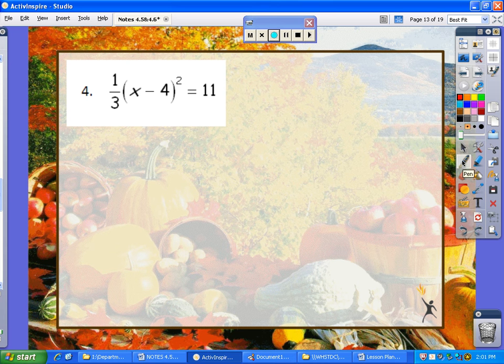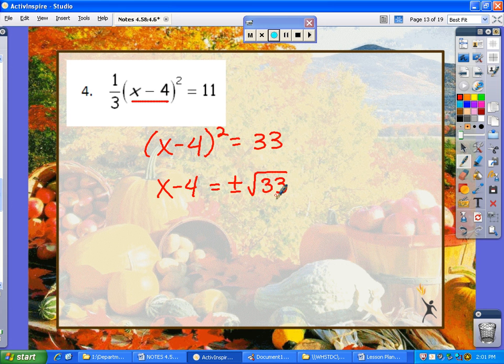Okay, example 4. Oh, got a fraction there. So let's take care of that first. Our goal is to isolate that x minus 4. So the first thing we're going to need to do is multiply both sides by 3. So we have x minus 4 squared is equal to 33. Take the square root of both sides. We end up with x minus 4 is equal to plus or minus the square root of 33. Move the 4. So our final answer is x equals 4 plus or minus the square root of 33.